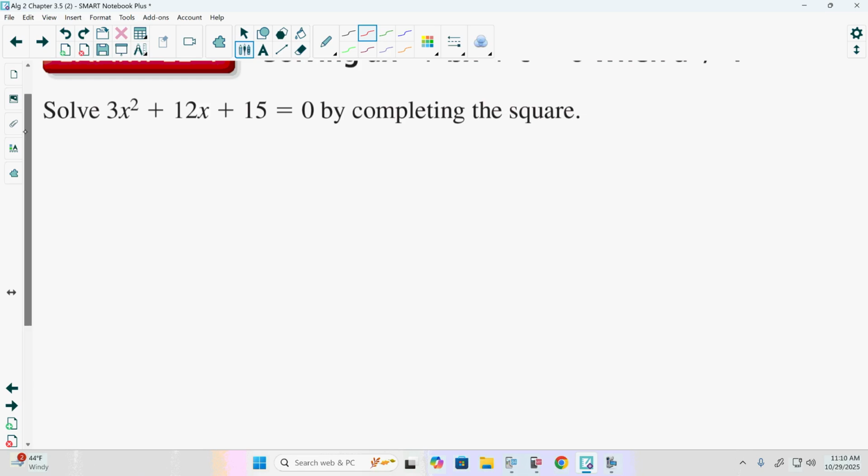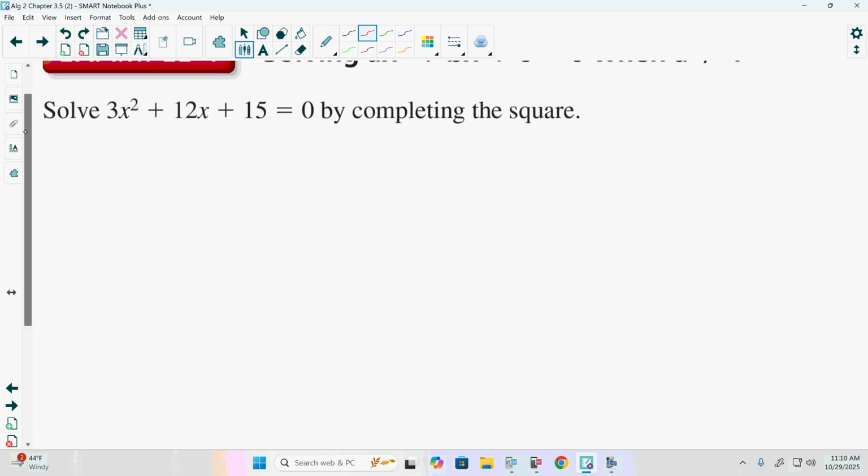So let's look at this next one here. We have 3x squared plus 12x plus 15. Now this is kind of nice because variables, everything's on one side. It does work a little better when it is equal to 0. First step is a equal to 1. If not, make it so.